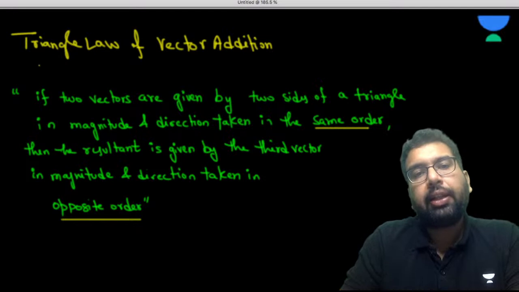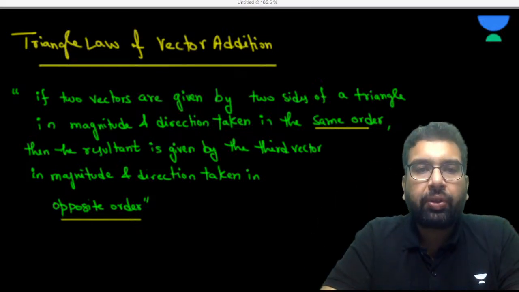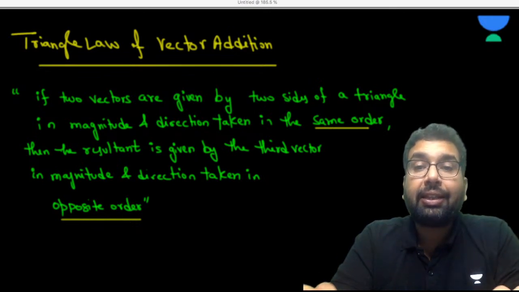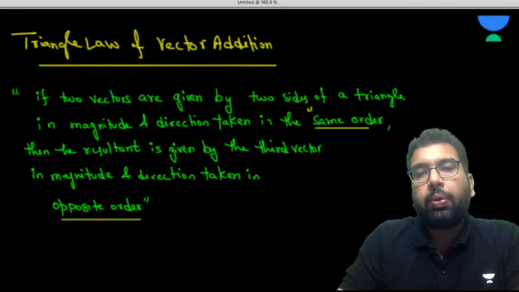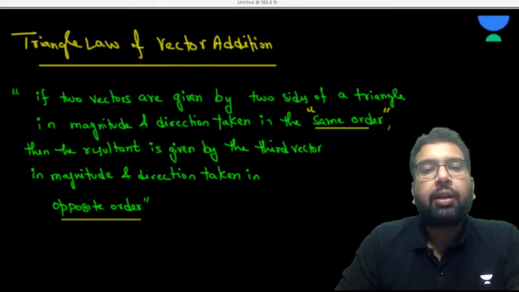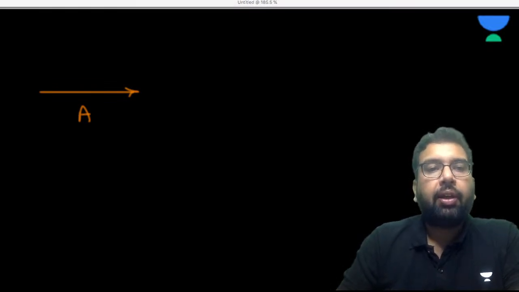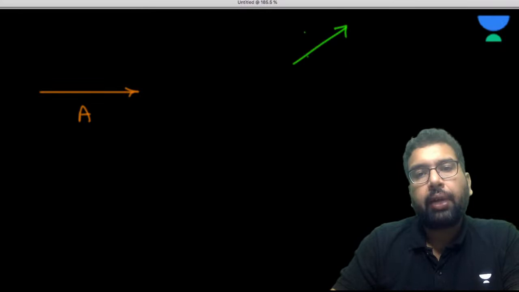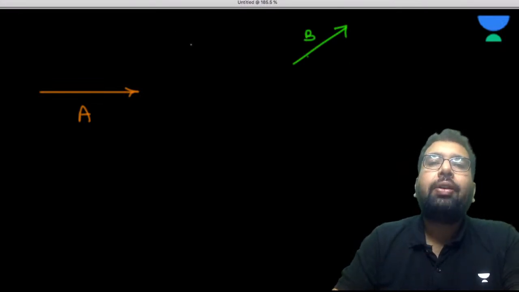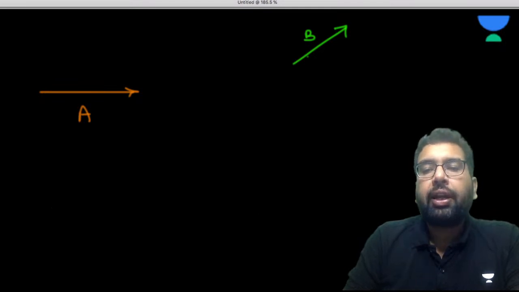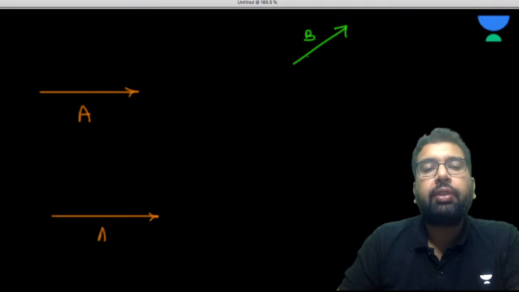So what does this say? It says if two vectors are given by two sides of a triangle in magnitude and direction taken in the same order, then the resultant is given by the third vector taken in the opposite direction. Very simply, we had the two vectors. Let's suppose this is your A vector, and we have a B vector somewhere here. Now you have to make a triangle in such a way that the two sides of the triangle are given by these two vectors.